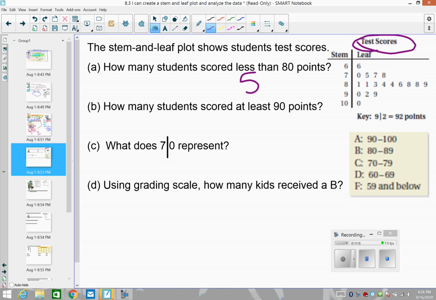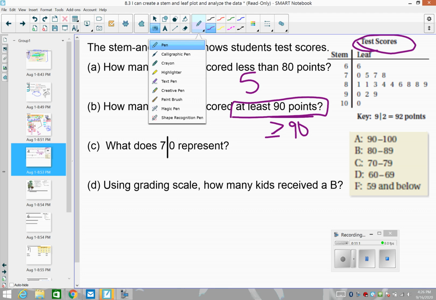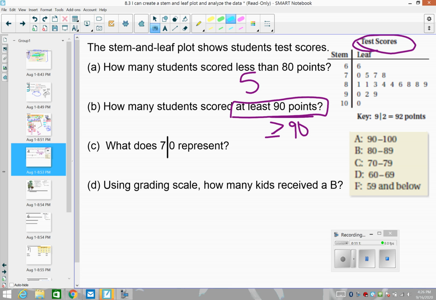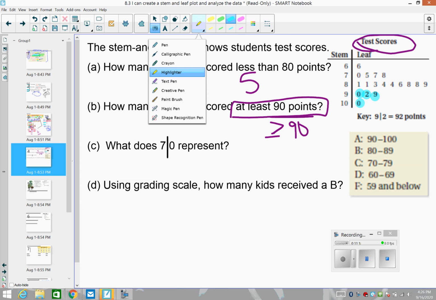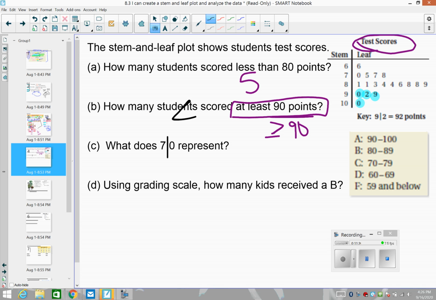Moving on to the next question, I erased it so we can start over. What about how many students scored at least 90 points? So that means greater than or equal to 90 points. So now we're going to include the 90. So as I do that, then I'd say 90, 92, 99, and 100. How many students are in that category? 4 students.